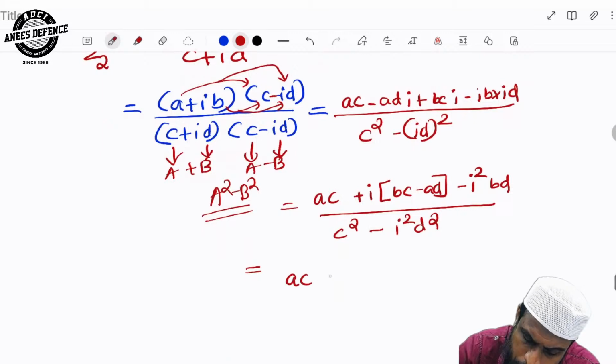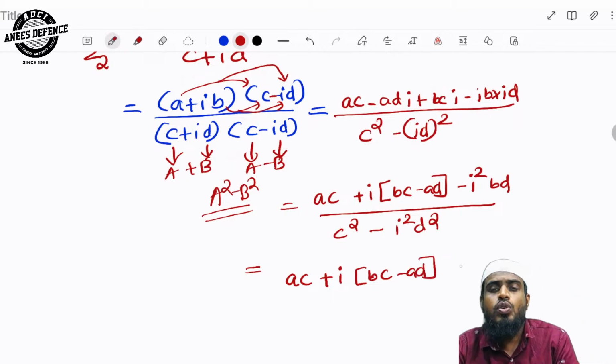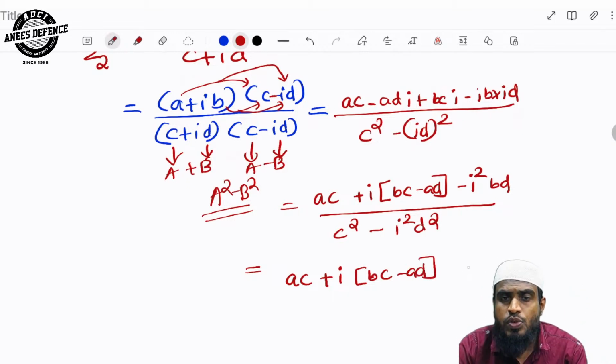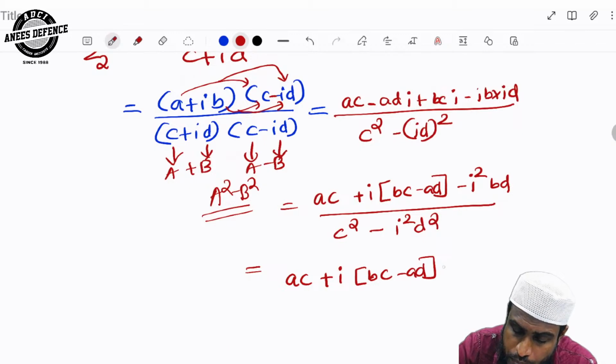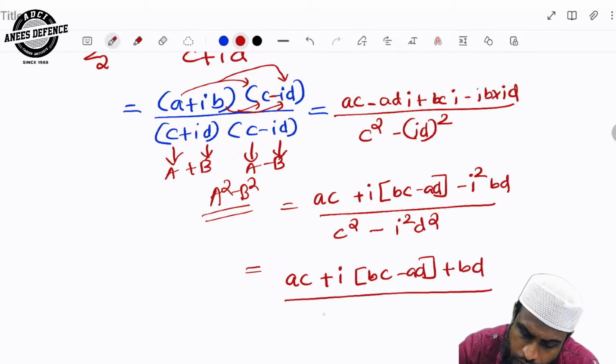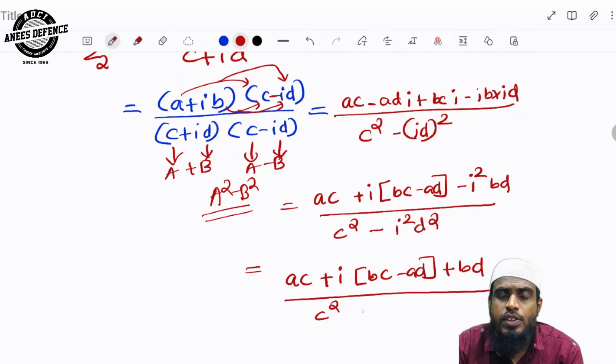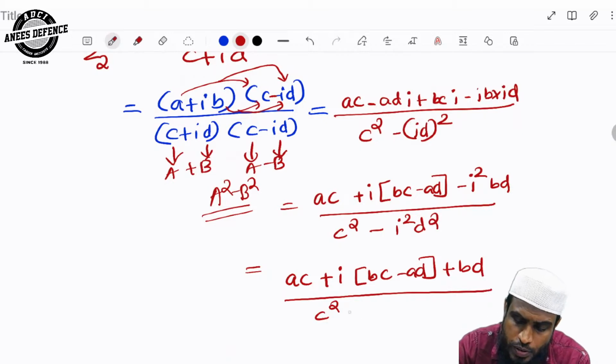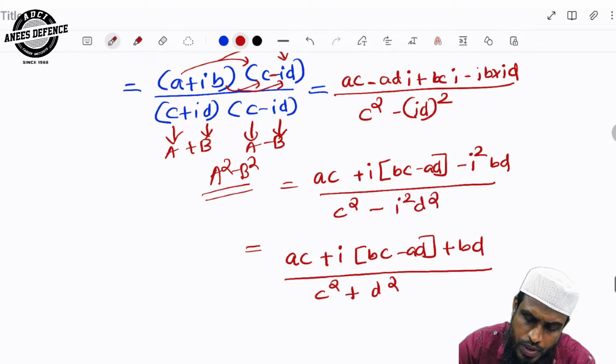So AC plus i into BC minus AD. You know the value of i square is minus 1, so minus into minus plus BD, divided by C square minus i square. Again, it is minus into minus plus, so C square plus D square.